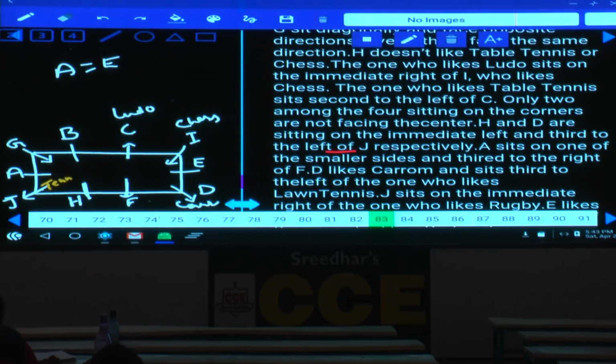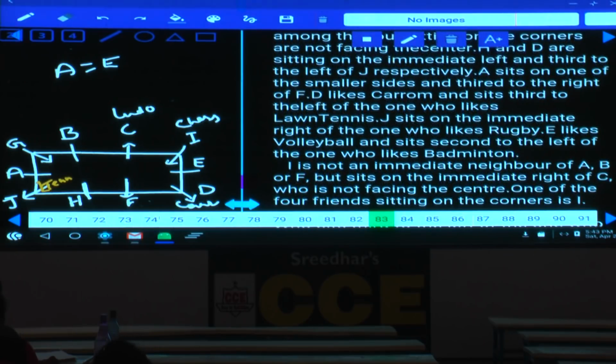It is lawn tennis, because there is also something like table tennis, isn't it? And A sits on one of the smaller sides and third to the right of F, and D likes caroms. D likes caroms and sits third to the left of the one who likes lawn tennis. J sits on the immediate right of the one who likes rugby. Now J is to the immediate right of the one who likes rugby, and E likes volleyball.